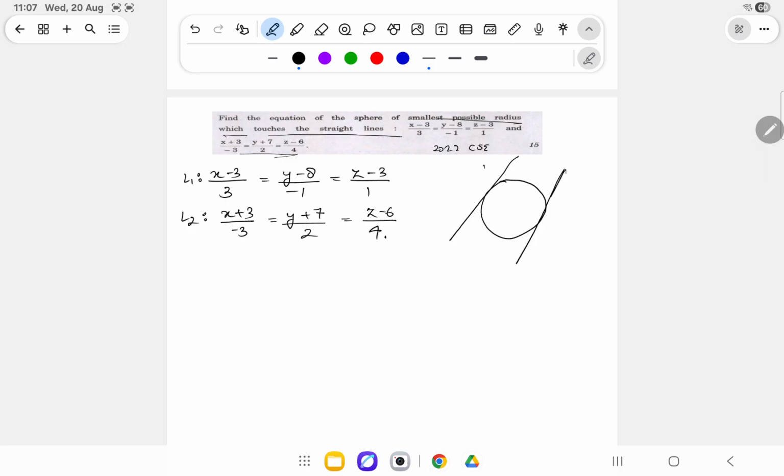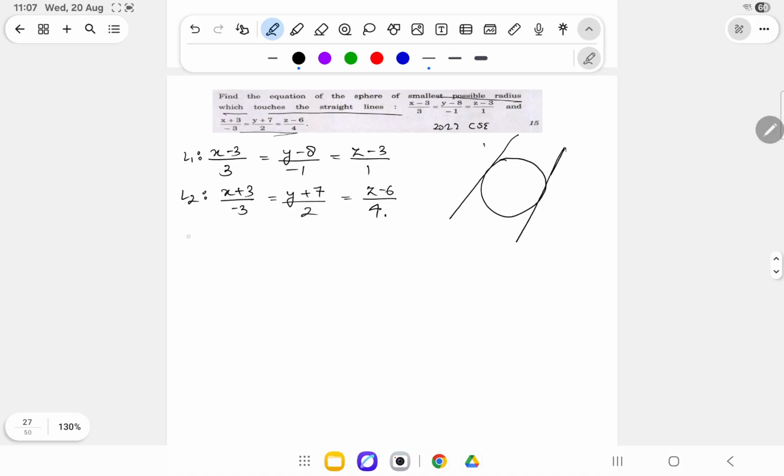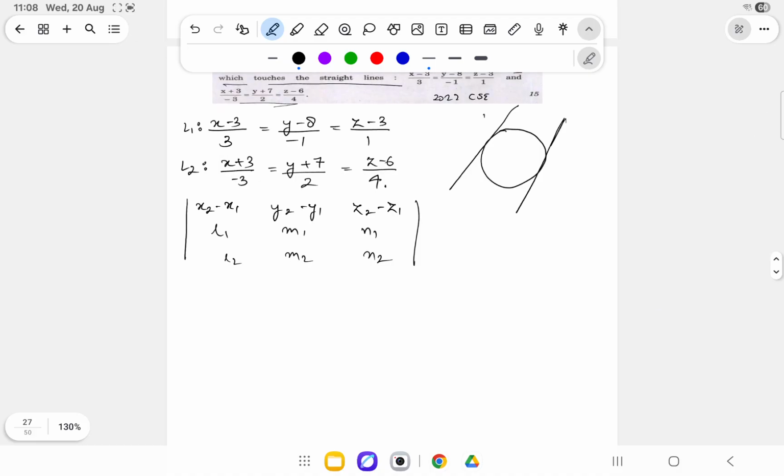First let us see what kind of lines these are, whether they are intersecting lines or coplanar lines. Then only we'll be able to proceed. So first let us check their coplanarity, and for that we have a direct formula: the determinant with rows x2 minus x1, y2 minus y1, z2 minus z1; L1, M1, N1; L2, M2, N2, where these have usual meanings. If this equals 0, then these lines are coplanar, and if it is not equal to 0, then these are not coplanar. So let us check it. It will be 3 minus minus 3 which is 6, 8 minus minus 7 which is 15, 3 minus 6 which is minus 3; L1 is 3, minus 1, 1; and minus 3, 2, 4.